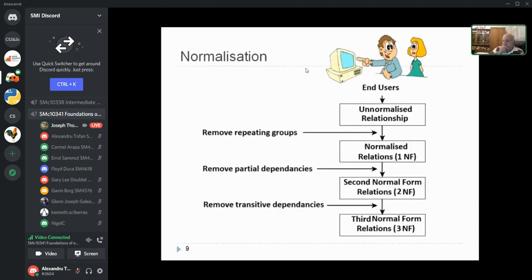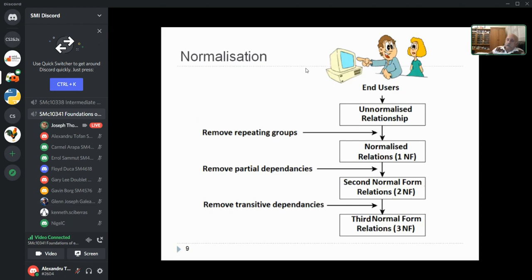And these are the three steps that we need to take to get to third normal form. And I shall be going through a practical example as well, to show you these three steps. So first of all, to get to first normal form, we need to remove repeating groups. Again, this will be clear when we start the example. To get to second normal form, we remove partial dependencies, and to get to third normal form, we remove transitive dependencies.